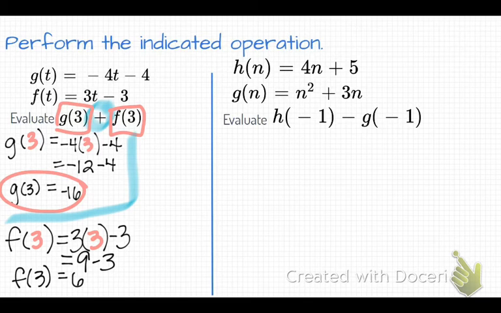Now, did I find both of those in function notation? What's my last step then? I have to combine them by adding. So I have negative 16 plus 6 is negative 10. Good. And that's my final answer.